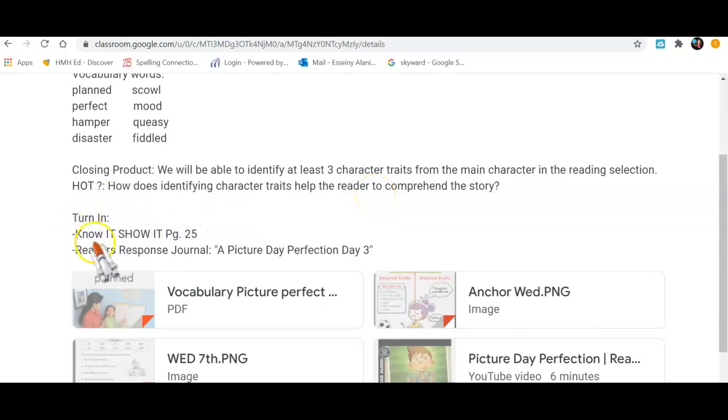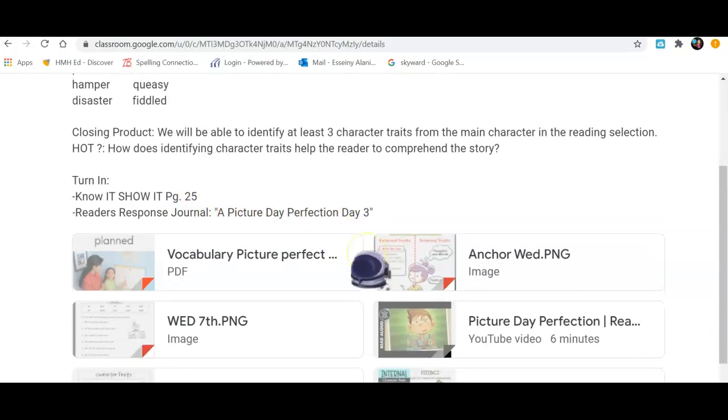What you're going to turn in today is Know It, Show It, page 25, and your reader's response journal, A Picture Day Perfection, day 3.